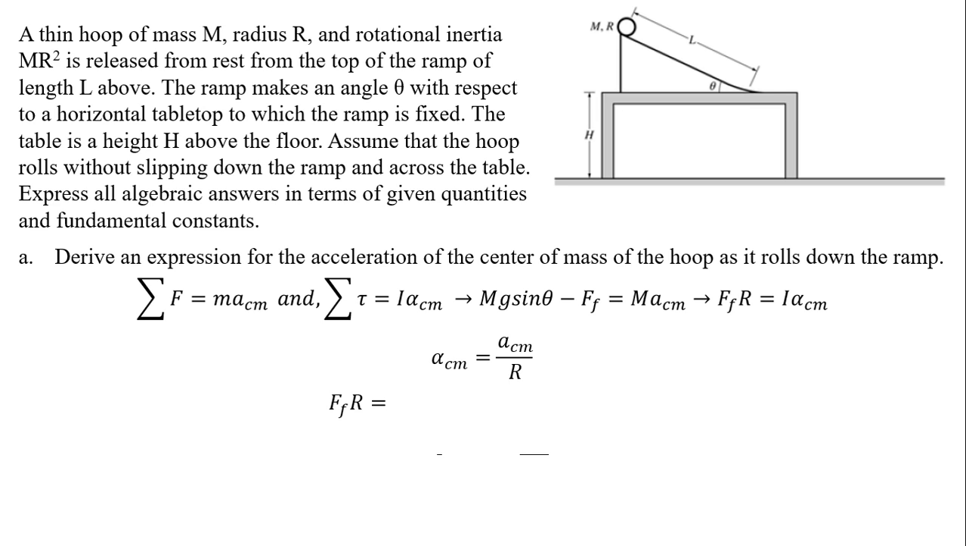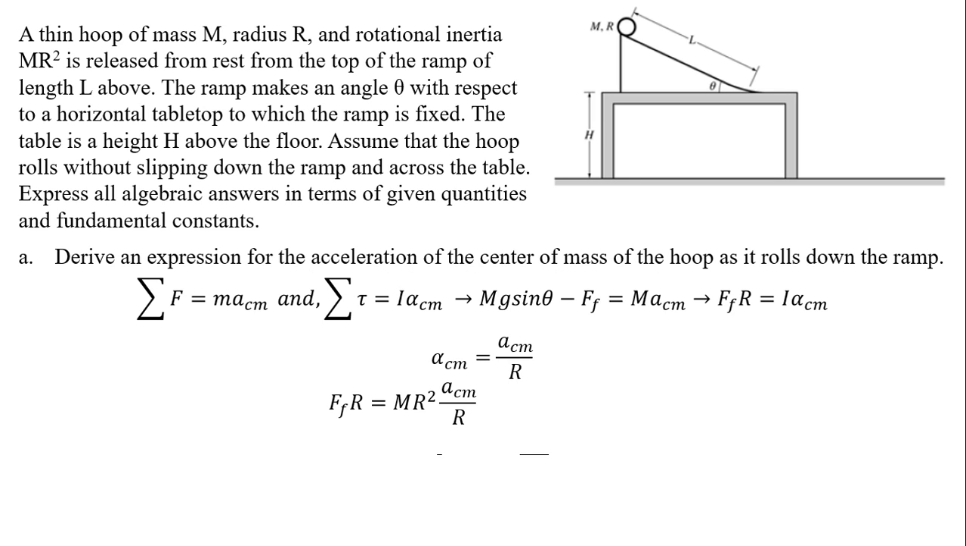So force friction times radius, that's going to be our torque, equals m r squared. And that m r squared came from the problem up here. Because it's m r squared alpha, right? Torque equals I alpha, which is a cm over R, okay? So remember, what does it want? Acceleration. That means it's talking about deriving an expression for acceleration of the center of mass as it rolls down the ramp. It's talking about linear here in a sense.